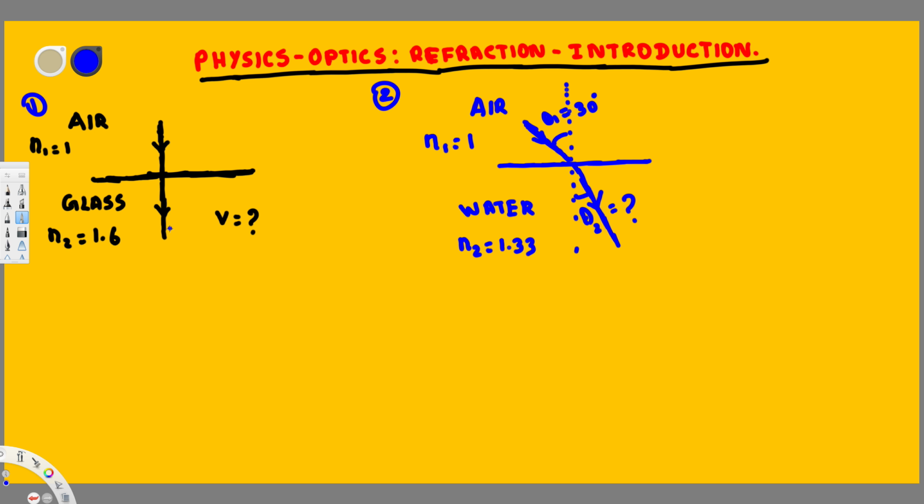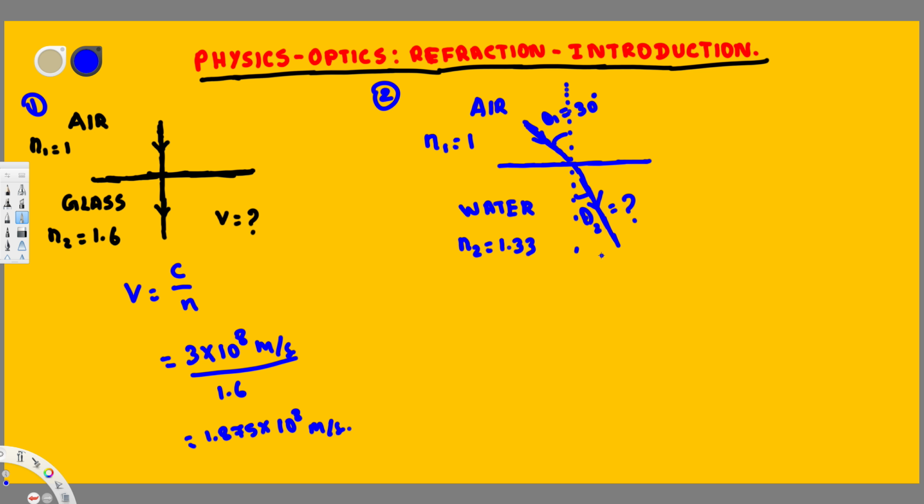right? Now to find this out, we have an equation that is v equals c over n. So c is the speed of light in air, that is 3 times 10 to the power of 8 meters per second. And the index of refraction of this glass is 1.6. And if you divide this by this, you should get 1.875 times 10 to the power of 8, right? From this we know that when it travels from air to glass, the speed is going to decrease, right?